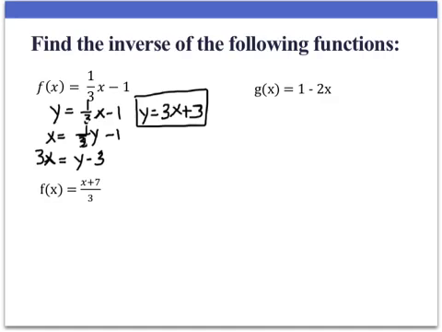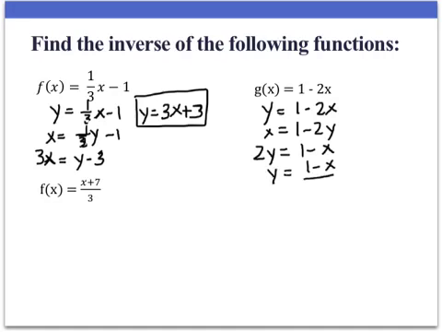But let's go to the g function. The g function is still a function, and we're still going to replace g of x with y, like so. And then we're going to switch the x and the y. And then we'll solve for y. Now I'm going to add 2x to both sides and subtract x. So subtract 2y, that is. And then I'm going to solve for y. So we get 1 minus x over 2, and that's my inverse.